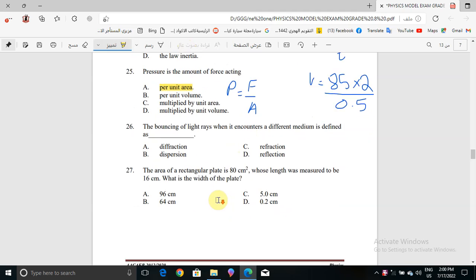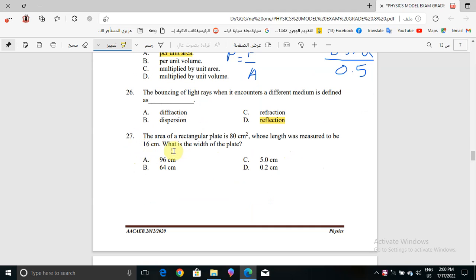Okay, now question number 26. It says the bouncing of light rays when it encounters a different medium is defined as what? It will be the reflection. Now question number 27, the area of a rectangular plate is 80 centimeters squared, whose length was measured to be 16 centimeters. What is the width of the plate? It will be 5.0 centimeters, because when you divide 80 centimeters squared over 16, you will get 5.0.